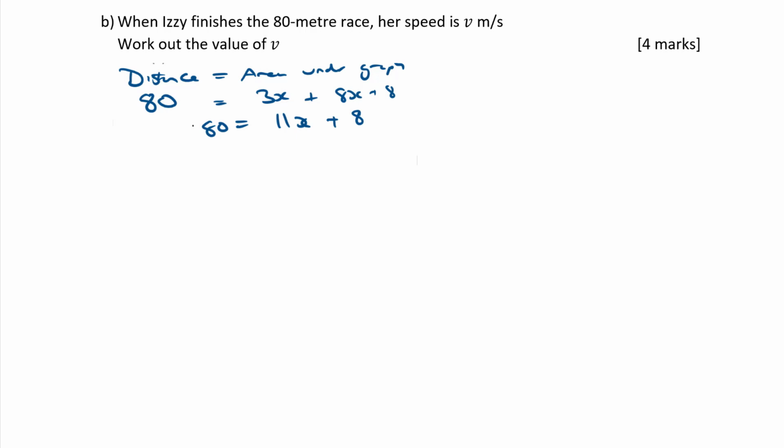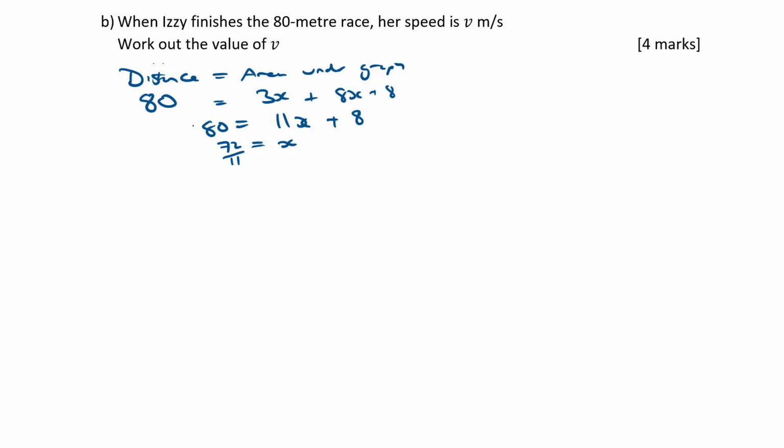Taking 8 off both sides, 72 equals 11x, dividing through by 11. X then is going to be 72 over 11. Okay, so x is 72 over 11. Remember I wanted to find v though, which is x plus 2, so I need to add 2 to that.